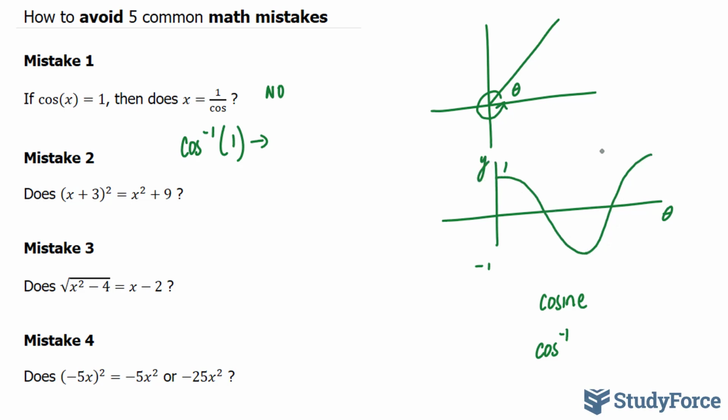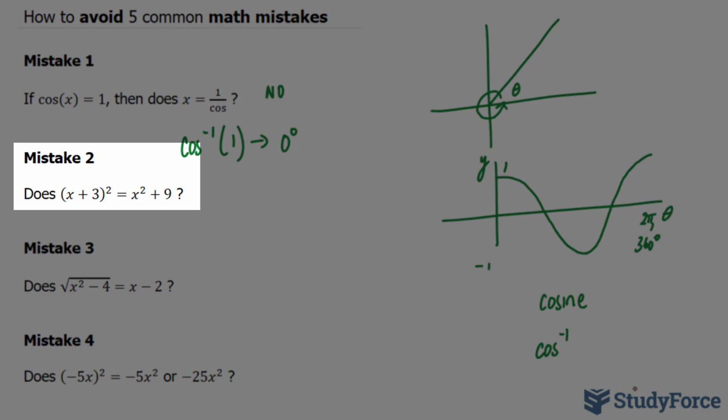Now, according to this wave, we know that the angle that our calculator would give us would be 0 degrees, because only at 0 degrees will we get 1, and of course, repeating at 2 pi or 360 degrees. And the same thing goes for all trigonometric functions, including their reciprocals. Let's move on to mistake number 2.